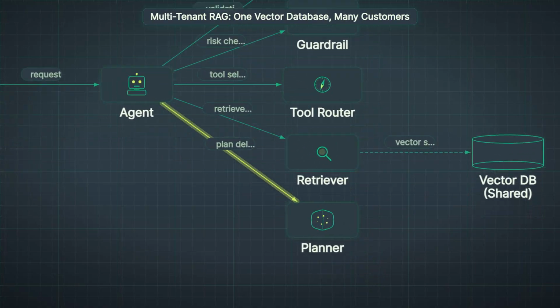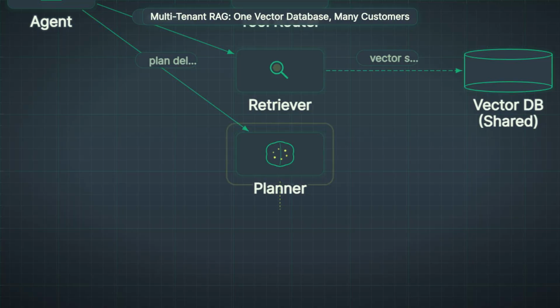The planner activates, receiving the high level task. It splits the work. First, extract the tenant's identity from the request, then formulate a search query. Next, apply metadata filters so only tenant A's documents are considered. Then retrieve from the vector database and finally ground the answer. This step by step decomposition ensures we never forget the crucial isolation step. Notice how the planner explicitly includes a filter by tenant ID step. That's our first line of defense against cross tenant leaks.